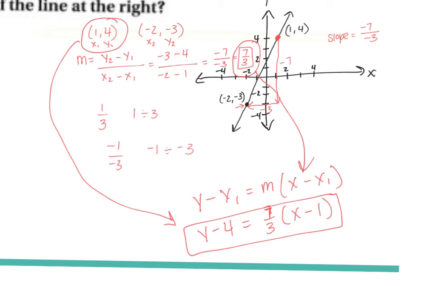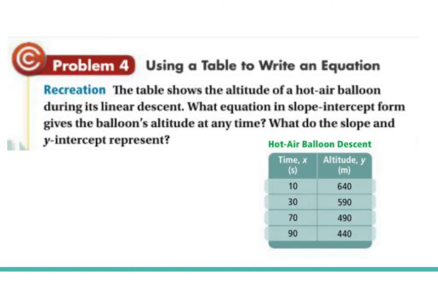Okay, guys, last example, and then we've got our practice. All right, using a table to write an equation. The table shows the altitude of a hot air balloon during its linear descent. What equation in slope-intercept form gives the balloon's altitude at any time? What do the slope and y-intercept represent?